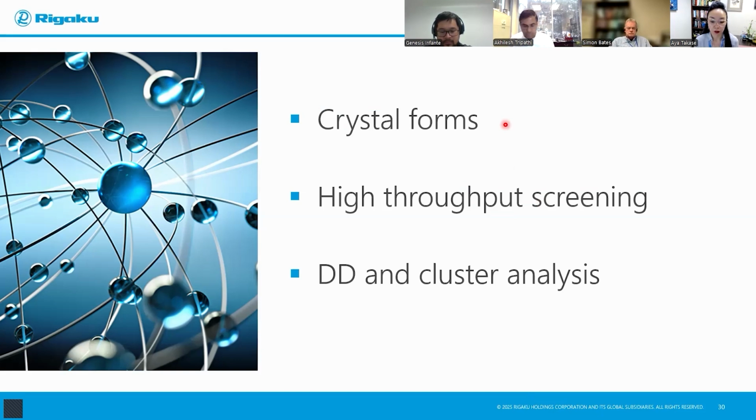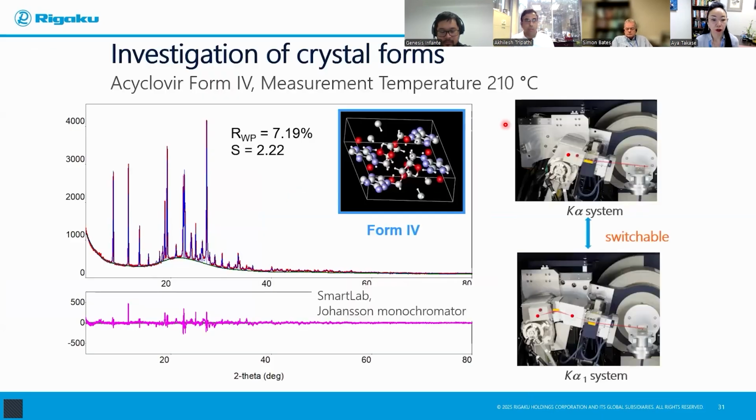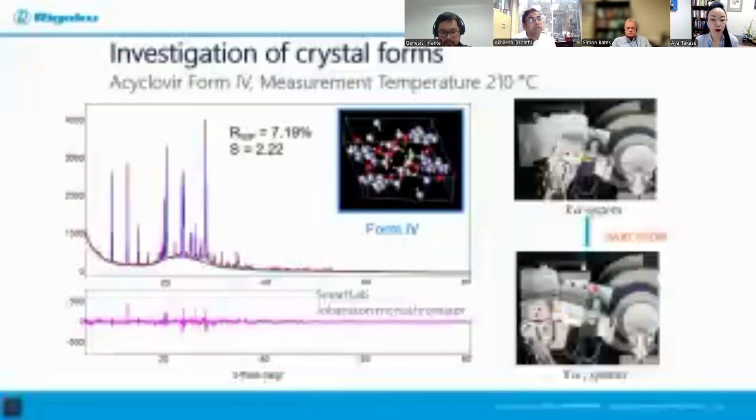Investigation of crystal forms. When we are working with pharmaceutical drugs, at times our goal is to make a new drug. In the new drug, one of the challenges is to find the crystal structure, or at least to perform the indexing. Indexing can be performed much easier when the system is correct and when we can identify the peaks very well. So a K-alpha-1 system, such as the one shown here, Rigaku's SmartLab with Johansson monochromator, which is easily switchable with K-alpha, can just produce K-alpha-1 peaks, and your indexing can be well performed.